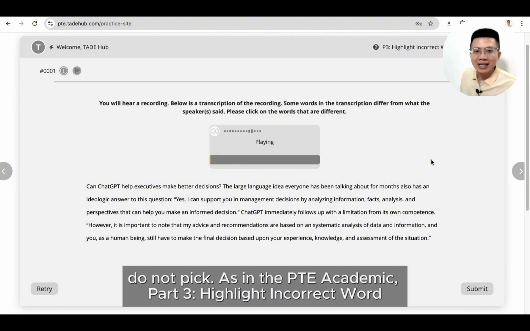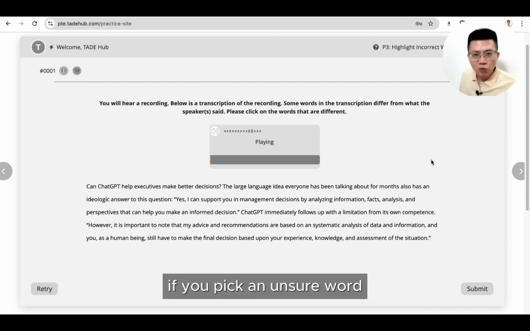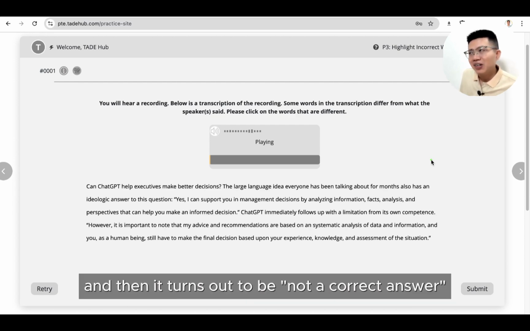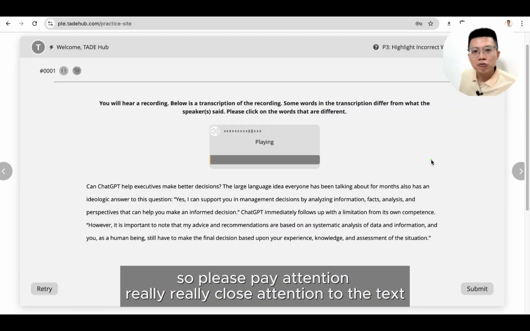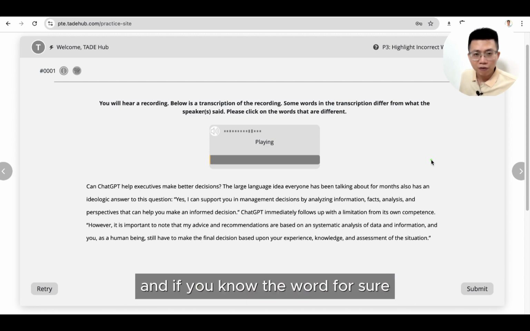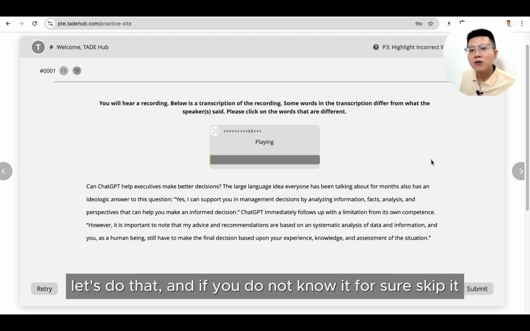As in PTE Academic Part 3, Highlight Incorrect Words, if you pick unsure words and it turns out not to be a correct answer, then you will be deducted scores. So please pay really close attention to the text, and if you know the word for sure, go ahead and do that. And if you do not know it for sure, skip it.